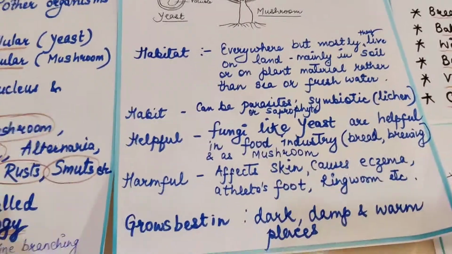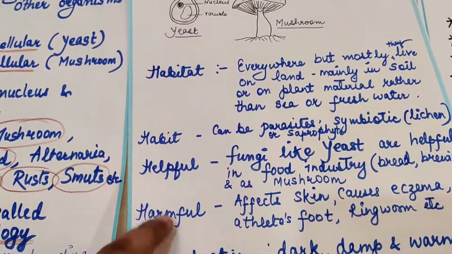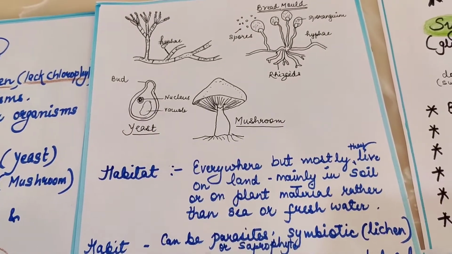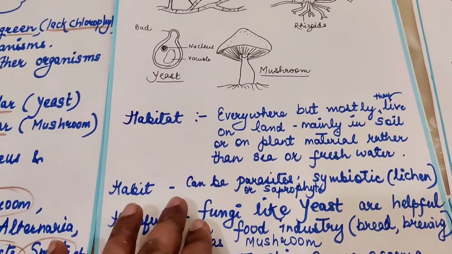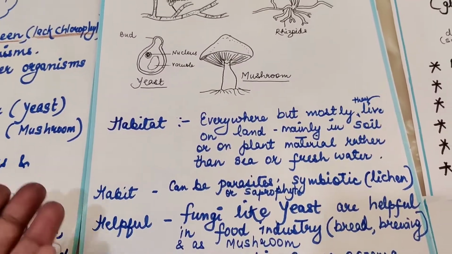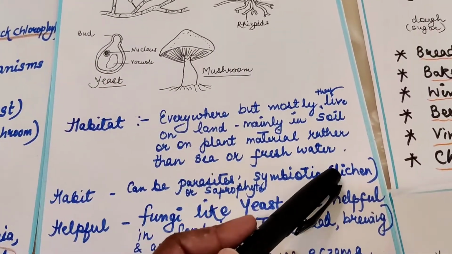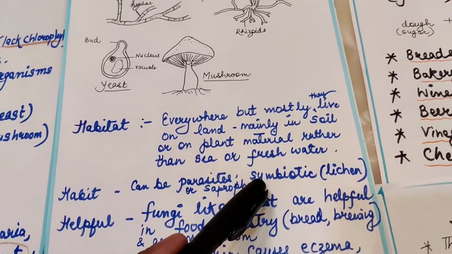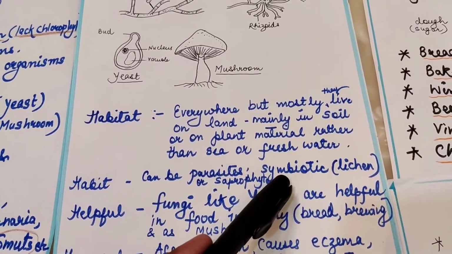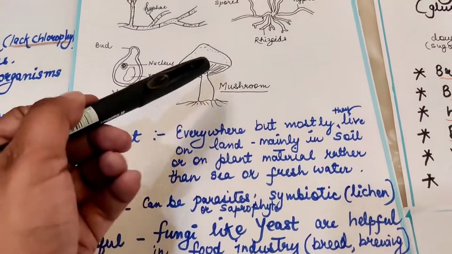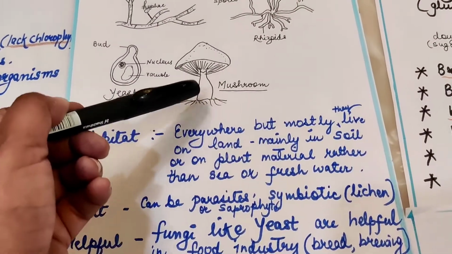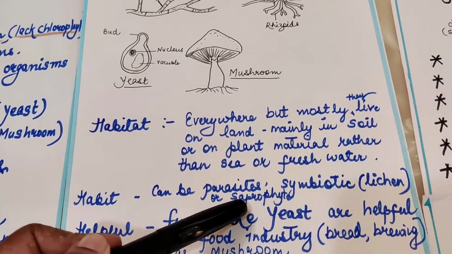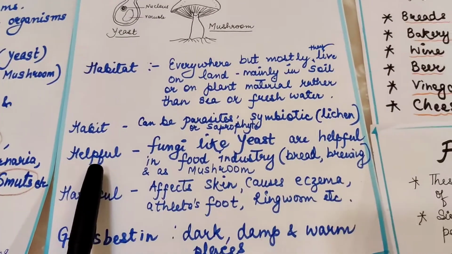So for my revision points, I have taken all the H's here. What kind of habitat do fungi grow in? Everywhere, but mostly on land. What kind of habit? They are parasitic also. They are symbiotic, as we have studied in lichen, algae plus fungi, a symbiotic relationship where both organisms are mutually benefited. Then they are saprophytes. We have talked about saprophytes, living on dead and decaying organisms.